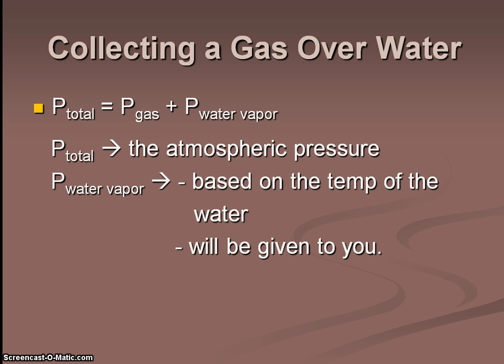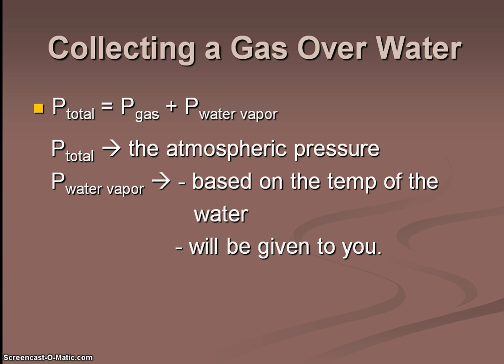And the problem with water vapor is that it's dependent on the temperature of the water. So remember, water vapor is that little pocket of gas that sits right on top of any sample of water, because at some point all the water molecules are going to try to evaporate. So since they're always evaporating on the surface, you're going to have a little pocket of gas of water right on top of it. So your total pressure is the atmospheric pressure.